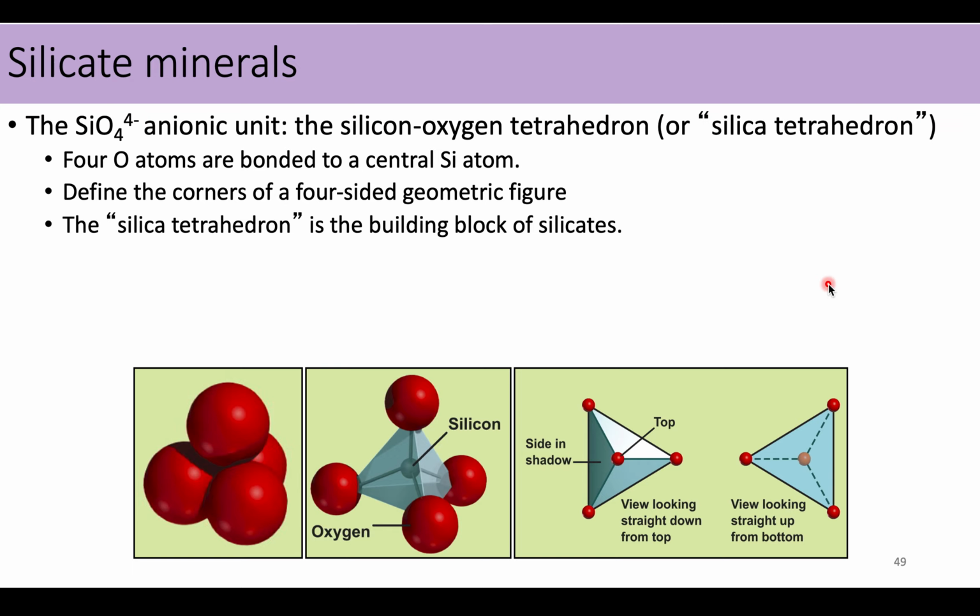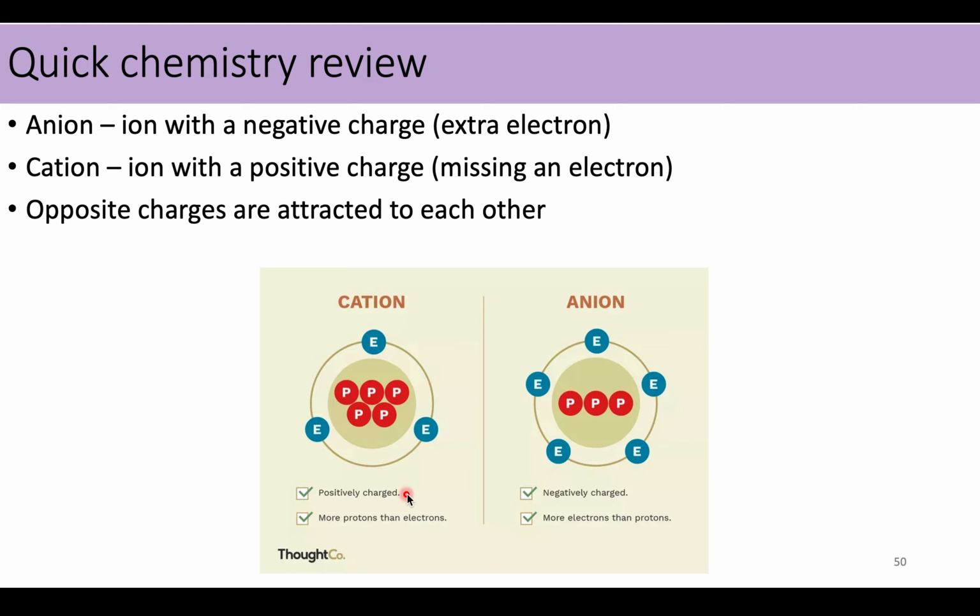So every silicate mineral has the silica tetrahedron as its building block. Then the differences are how these silicate tetrahedrons are bonded together to each other. So just a little quick chemistry review.